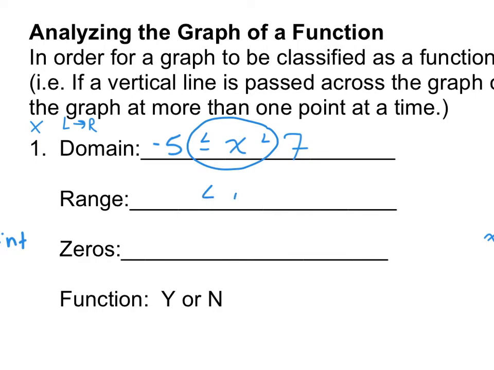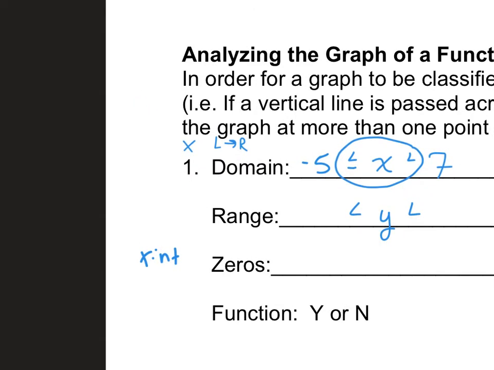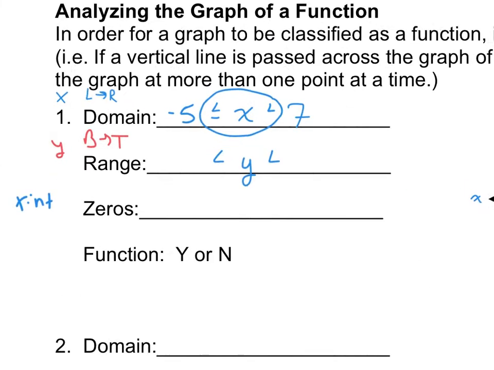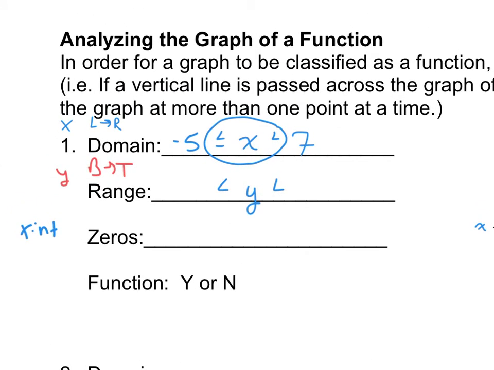Range, I can go ahead and write this on range. Change to red. Range is your y values or your bottom to top. If I come into my graph, my bottom most is here, at negative 1. My top one is here, it looks like at 5. I'm closed at the top, open at the bottom. So I have negative 1 is less than y, is less than or equal to 5.